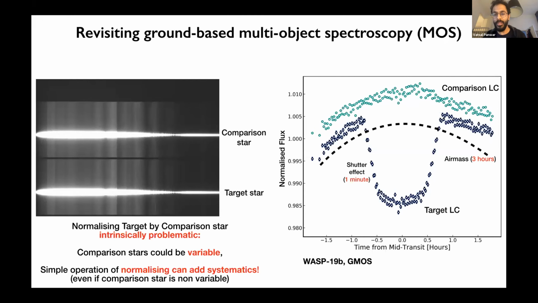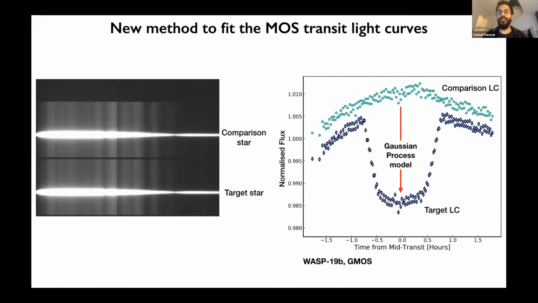commonly. So what I have been doing is basically going to the root of this technique and developing a method to use the comparison star itself as a sort of prior to fit the target star. And what this does is it lets you extract the information about the systematics commonly affecting both the stars, encode that into a Gaussian process model, and fit your target star light curve without doing any sort of normalization.